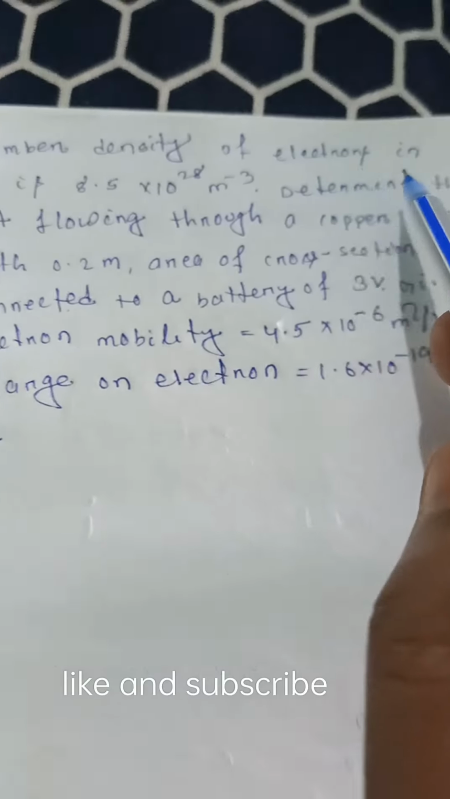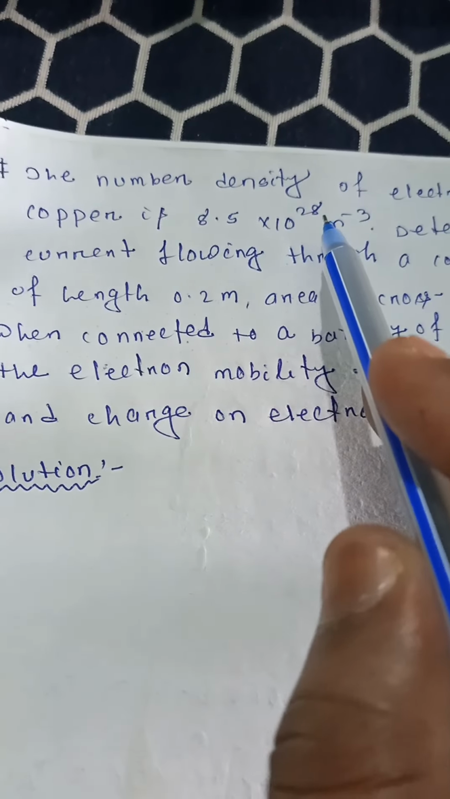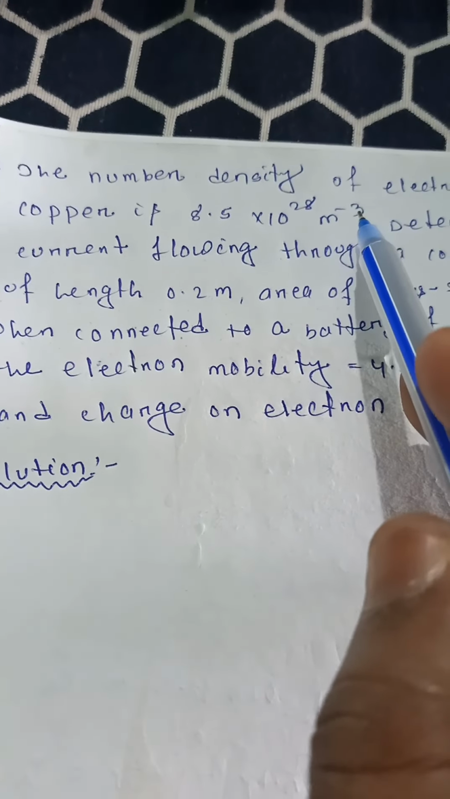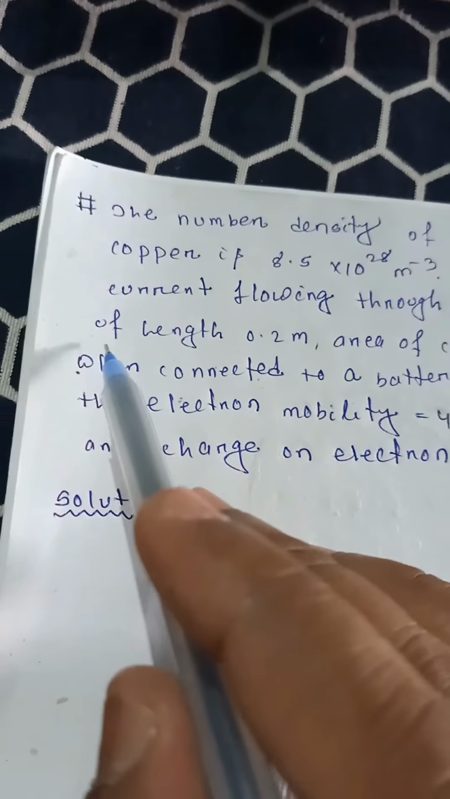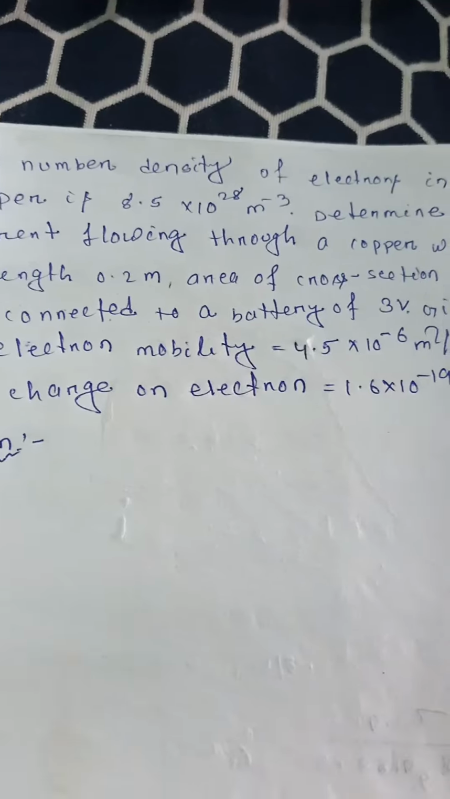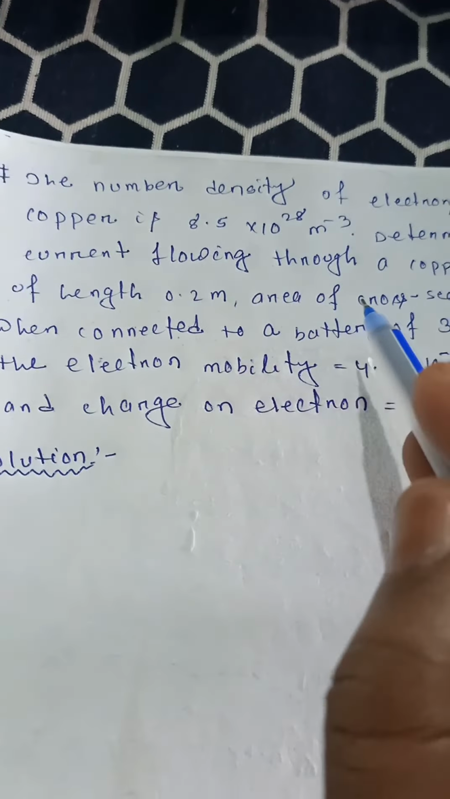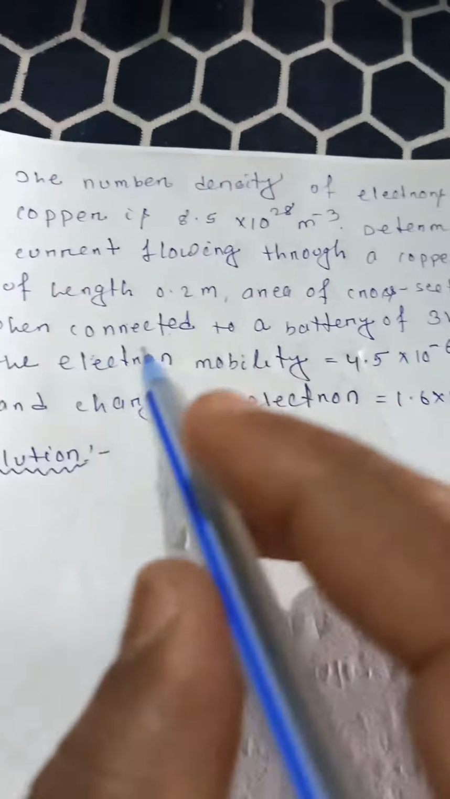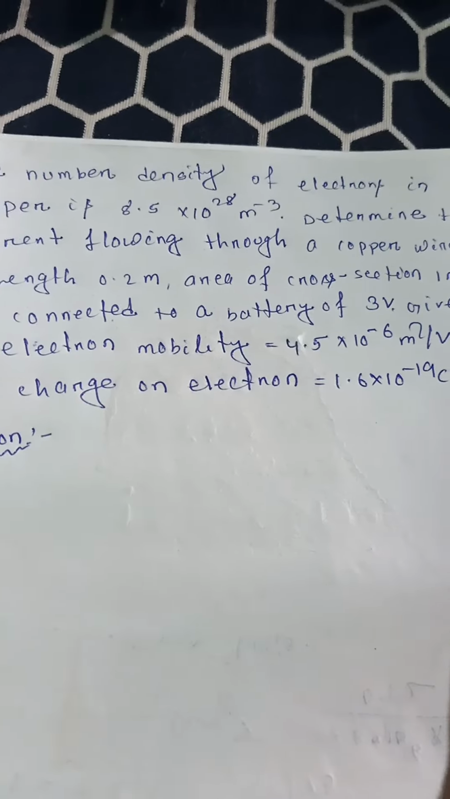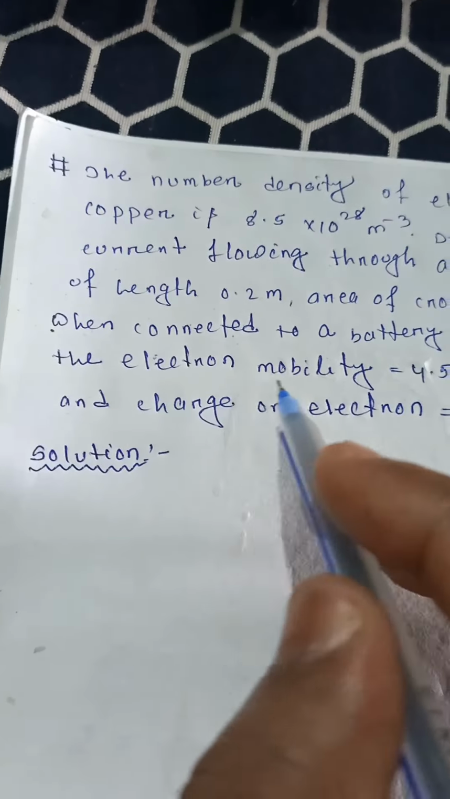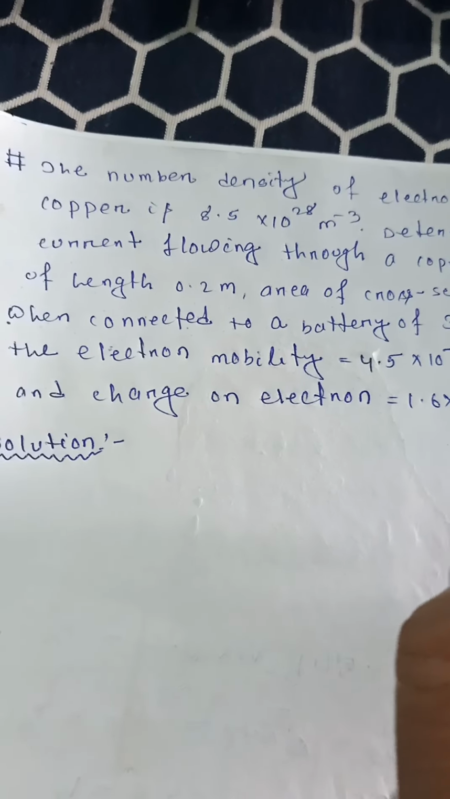The number density of electrons in copper is 8.5 × 10^28 per m^-3. Determine the current flowing through a copper wire of length 0.2 meter. Area of cross section is 1 mm² when connected to a battery of 3 volt. Given the electron mobility and the charge on the electron.